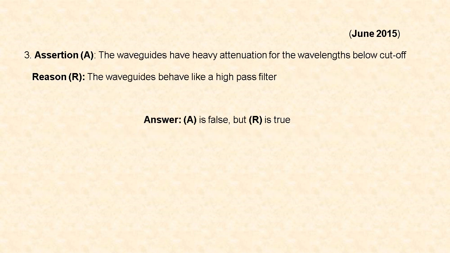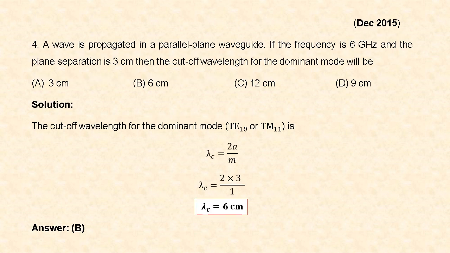Next question, this question was also assertion and reason type. This question was asked in June 2015. First, the assertion: the waveguides have heavy attenuation for wavelengths below cutoff. Next, the reason: the waveguides behave like a high pass filter. Here the reason is correct because we know that the waveguides behave as a high pass filter and they attenuate wavelengths above the cutoff frequency. So assertion is false.